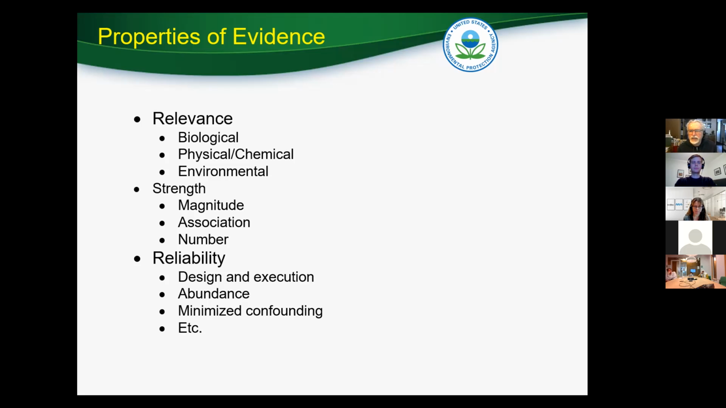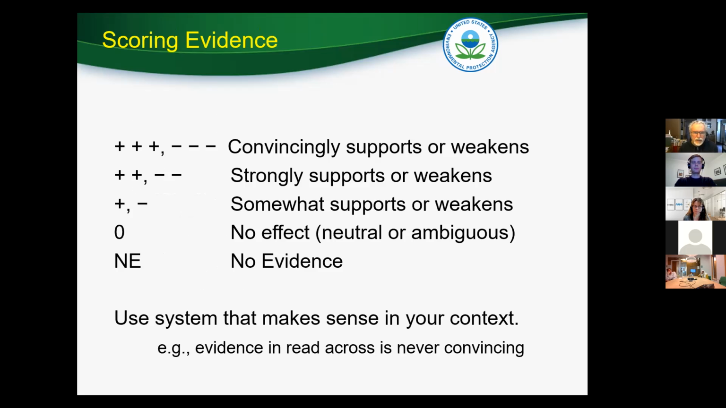I think there's actually a whole page in the guidance. It's developed as a listing of all the types of reliability that we want people to consider. And then the scoring of the evidence, we have three possible positive scores and negative scores.